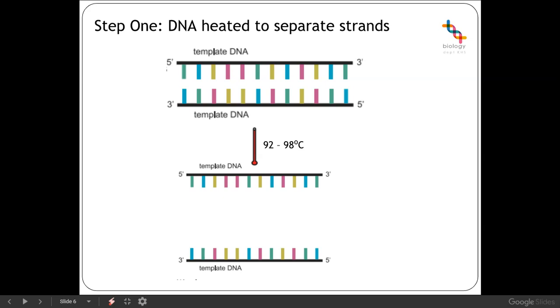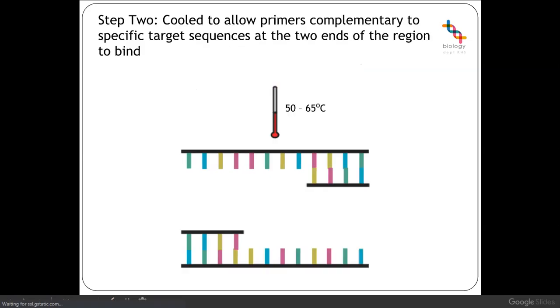So step 1 is heating it to between 92 and 98 degrees, and that's going to heat it up and separate those strands. Now we need to cool it down a little bit to let the primers, which are correct for our sequence, are complementary to our sequence, to be able to bind. You might also see this referred to as the primers annealing to the template strand. So as a consequence, our second temperature is between 50 and 65 degrees, so cool enough to allow those primers to bind on to the complementary DNA.